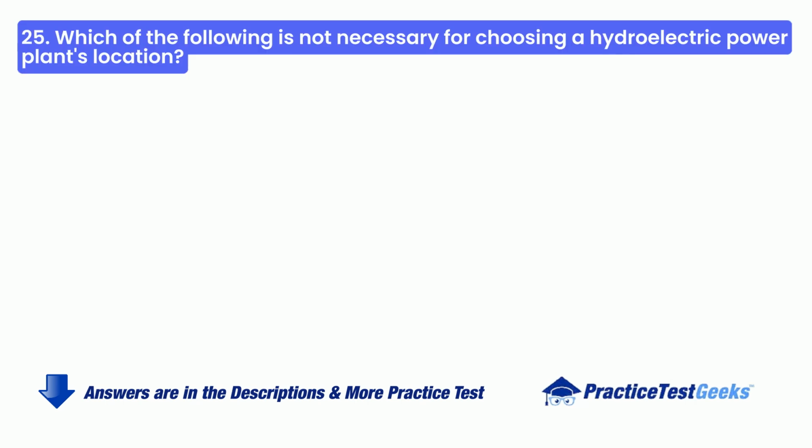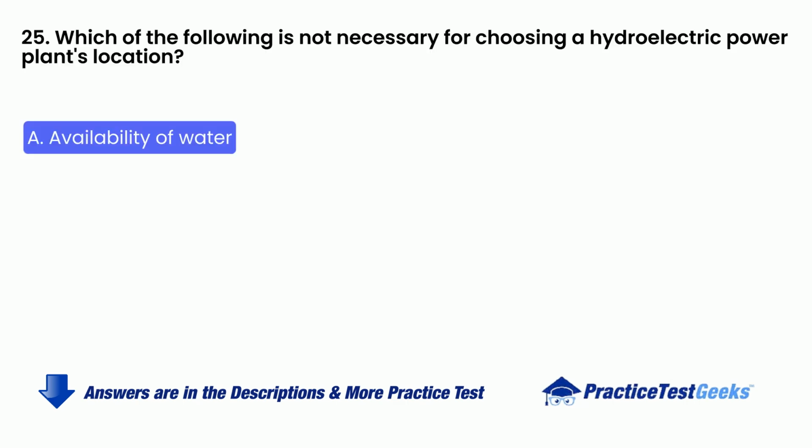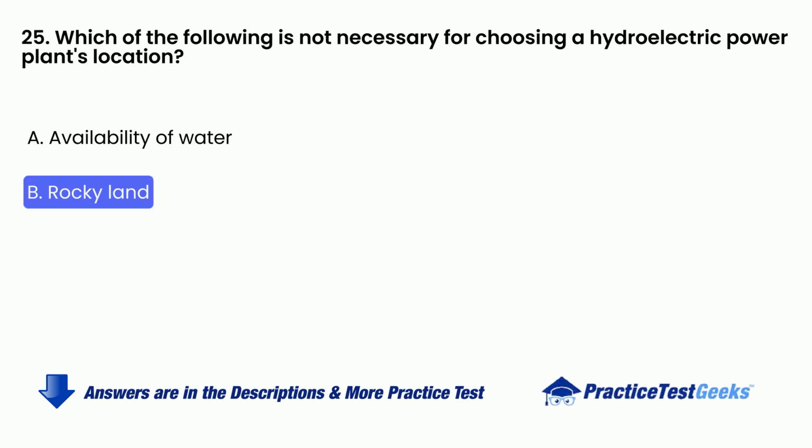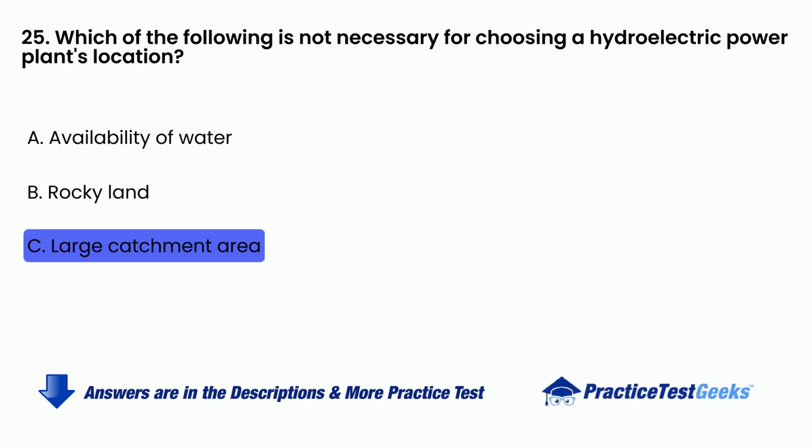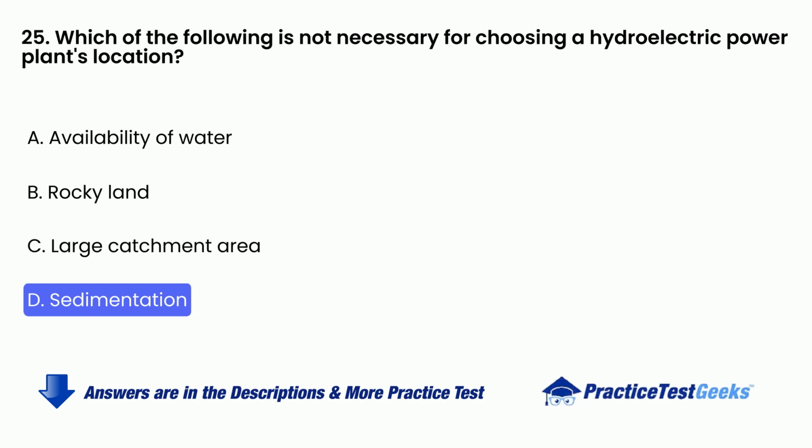Which of the following is not necessary for choosing a hydroelectric power plant's location? A. Availability of water. B. Rocky land. C. Large catchment area. D. Sedimentation.